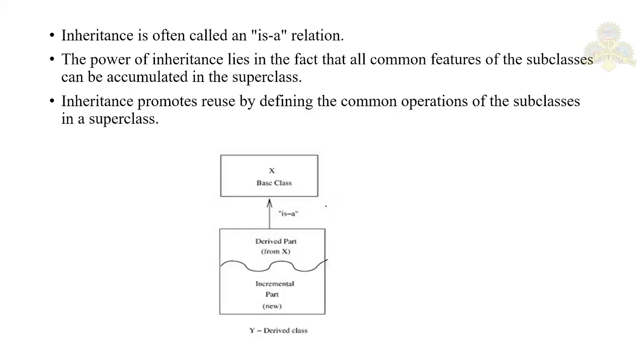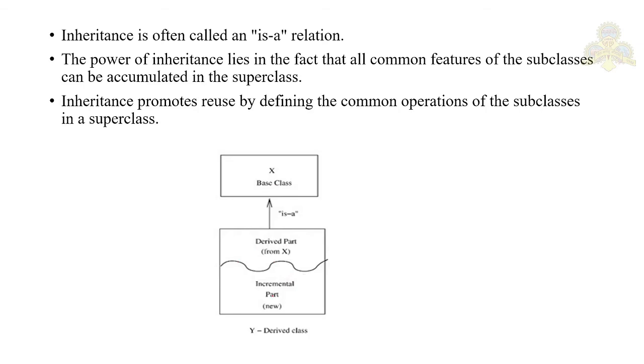Okay, it is the same here. Inheritance is also called an is-a relation, and the power of inheritance lies in the fact that the features of the superclass can be accumulated in the subclass. So again, this is an example here. Where this is a subclass and this is a superclass, you have the derived part and the incremental part here. Next we'll see about polymorphism.